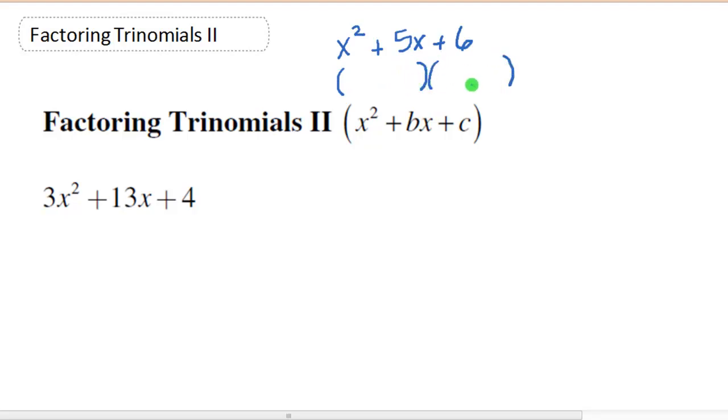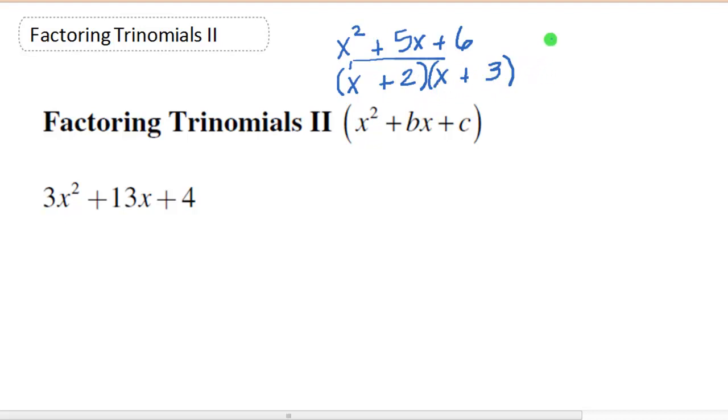So we had our two parentheses for our binomials, and here are two monomials that multiply to x squared, which would be x and x. And then because this first coefficient is 1, in order to get these two terms, we looked to find two numbers that multiply to positive 6 and add to a positive 5. And so that would be 2 and 3.